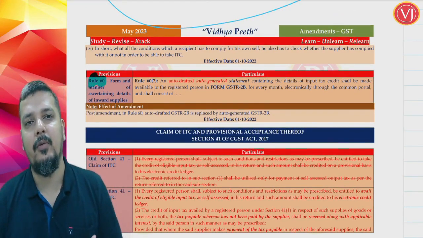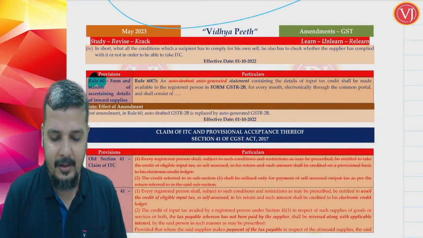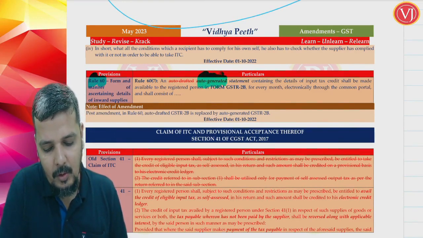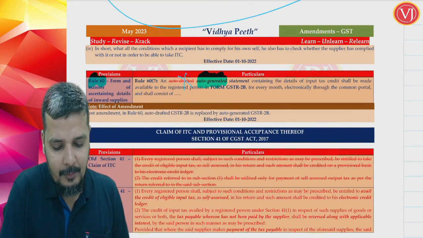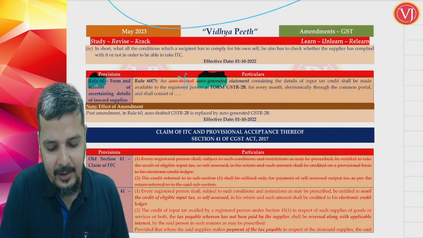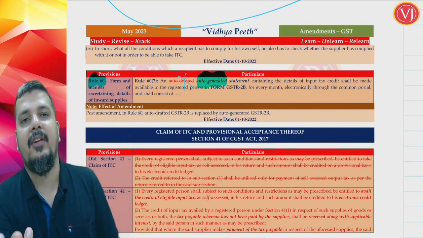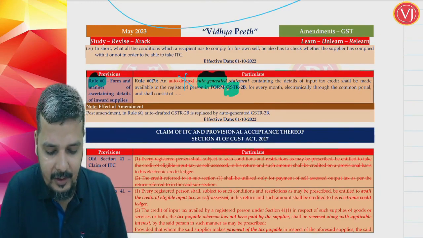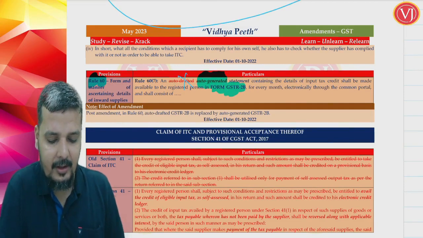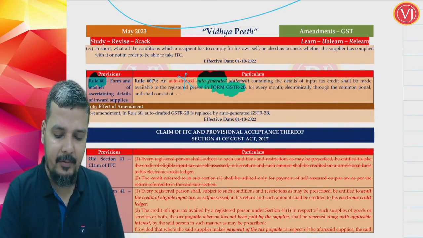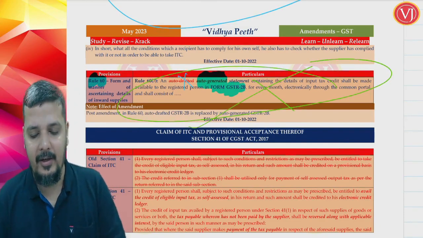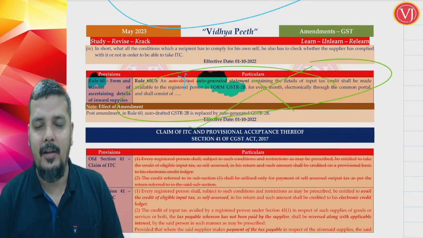Previously the wordings used were auto drafted. Now everywhere you will find auto generated. It's not auto drafted anymore, it is an auto generated statement. The GSTR 2A, 2B which I get is not auto drafted anymore, it is auto generated GSTR 2B. So obviously for exams you may easily skip this. Nothing, not at all important. This is only a corresponding effect of the amendment, not at all relevant for your exams.